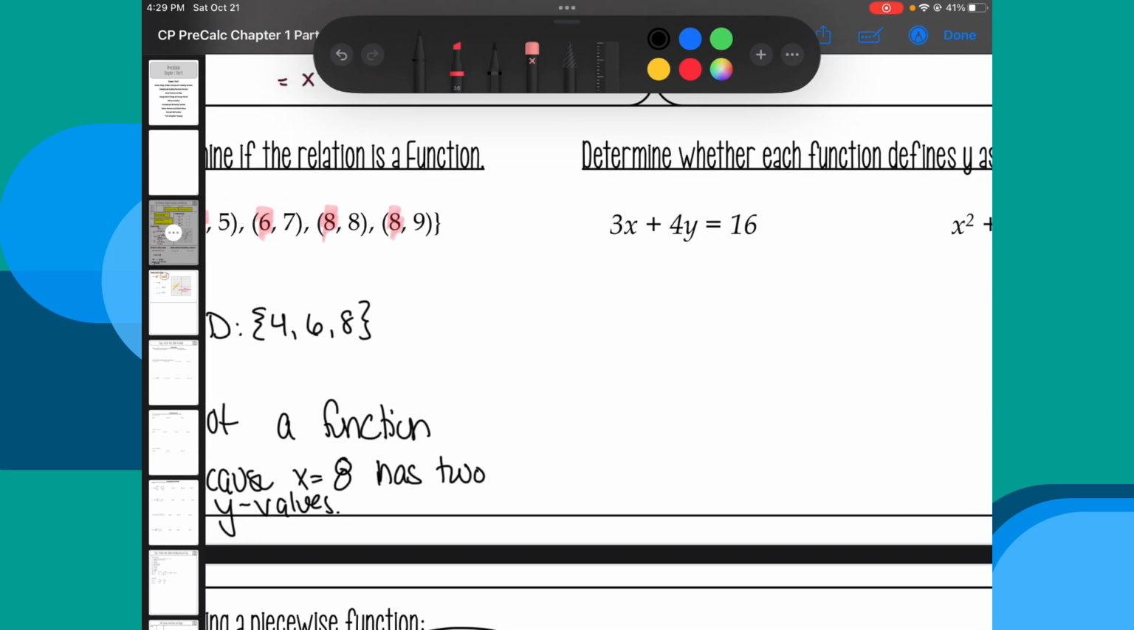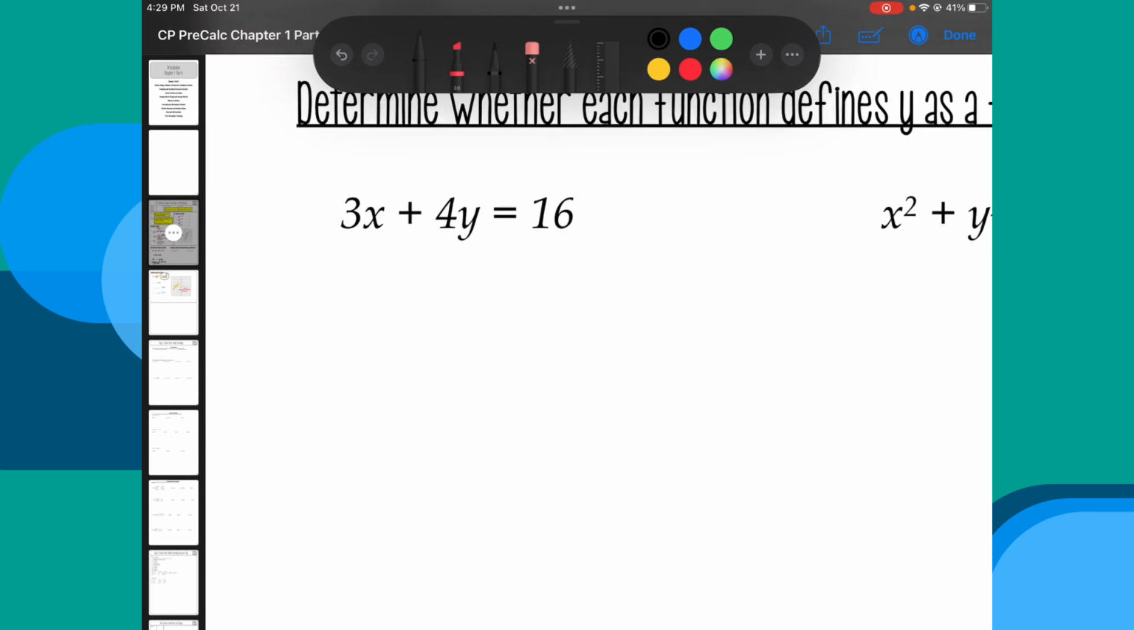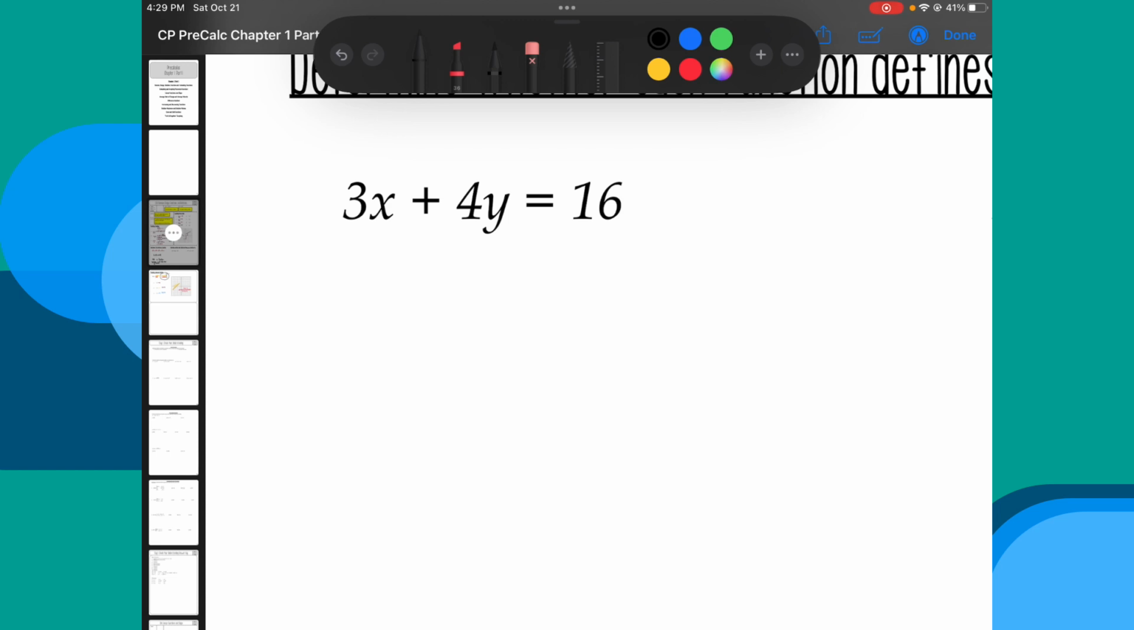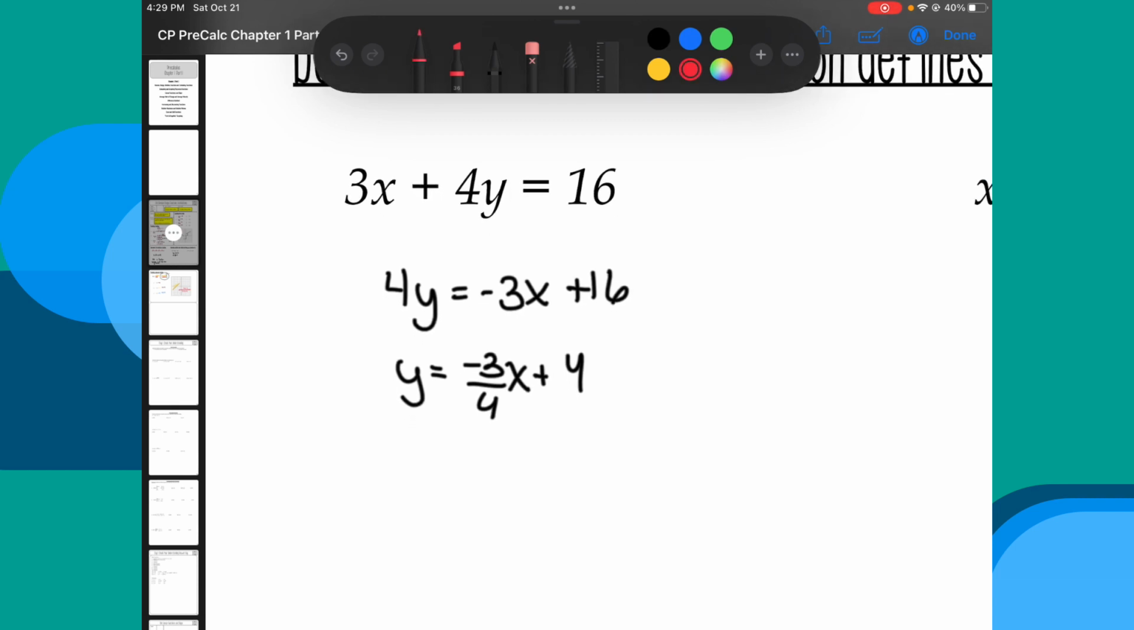Okay, let's look at some graphs and see if we can determine if y is a function or a relation. So the first thing that we want to do, when we have an equation, is set it so that y is isolated so we can tell. So I'm going to subtract 3x from both sides. I get 4y is equal to negative 3x plus 16. Then we'll divide by the 4. So negative 3/4 x plus 4. Okay. Every time that I plug in a value here for x, I'm only going to get one y value out. So this would be a function.